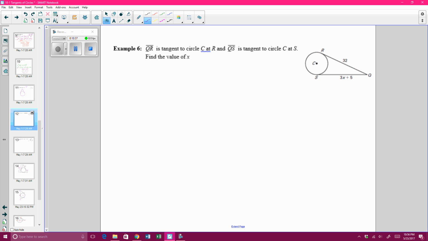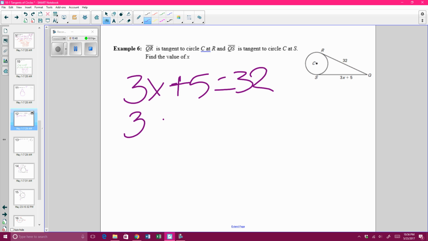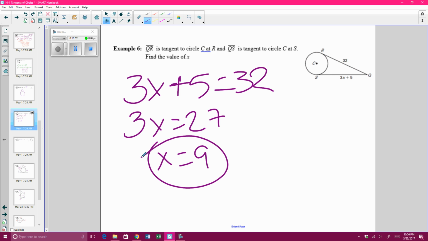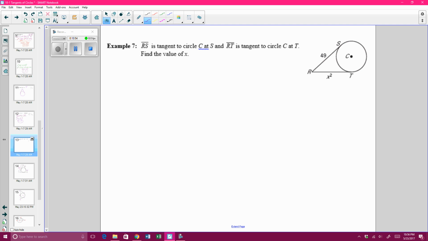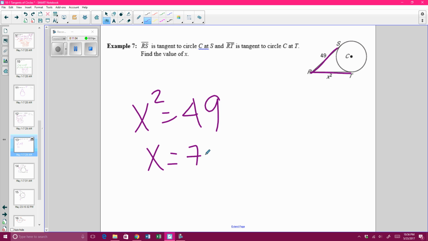You look at this problem, you have the party hat on the circle, so you very simply just set 3x plus 5 equal to 32, and then solve for x. 3x would equal 27, so x would equal 9. Same thing, the opposite sides of this party hat are the same. X squared would equal 49. X could equal positive or negative 7, but in this case, it can only equal 7.